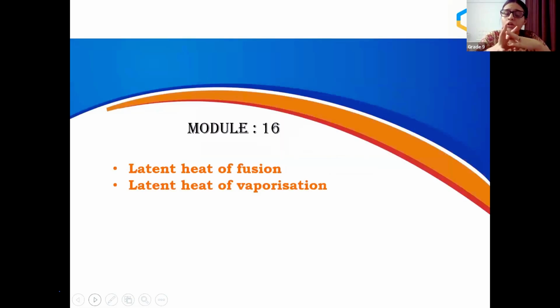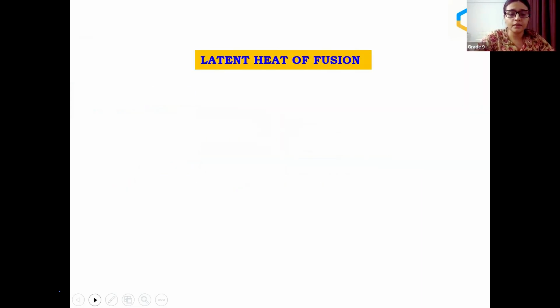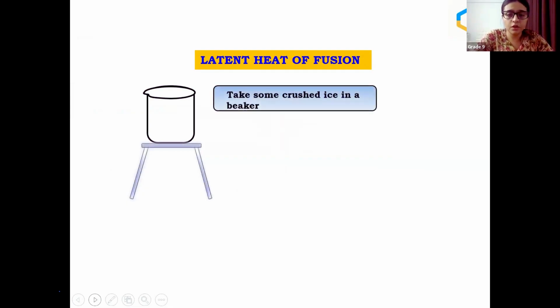Now again, latent heat of fusion and latent heat of vaporization is here, which you already know. Now we will understand what the slide says, which basically we have done. We are going to see this with an example.